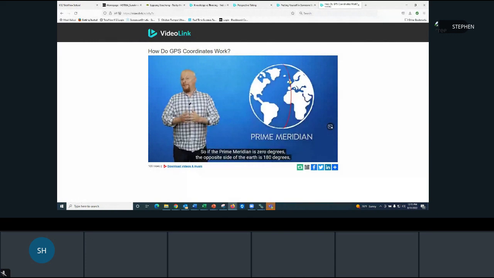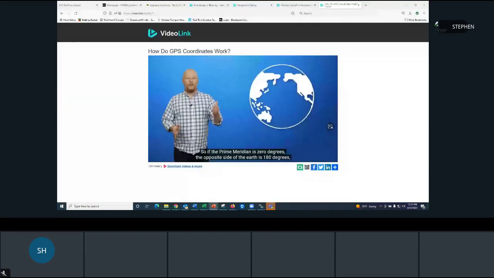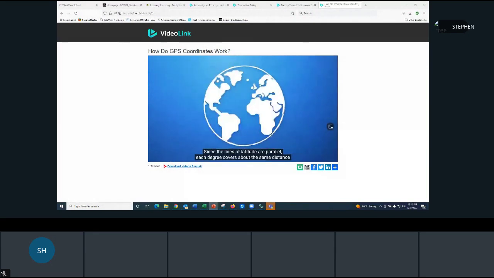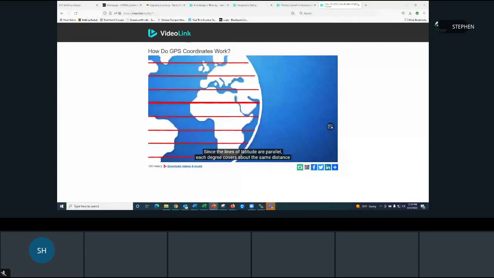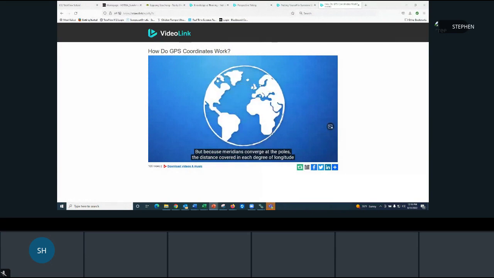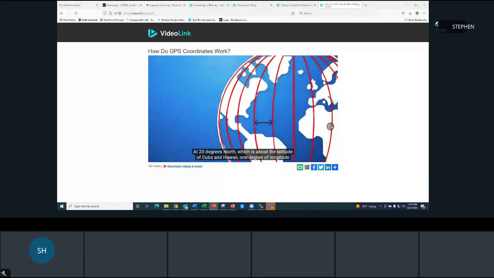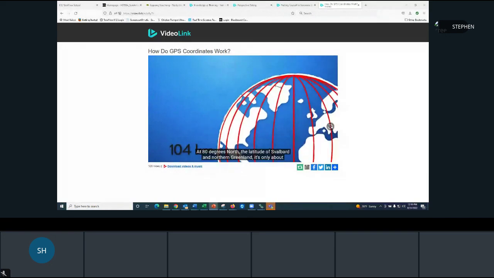So, if the prime meridian is 0 degrees, the opposite side of the Earth is 180 degrees, and lines in between are expressed as degrees east or degrees west, between 0 and 180. Since the lines of latitude are parallel, each degree covers about the same distance the world over, roughly 111 kilometers. But because meridians converge at the poles, the distance covered in each degree of longitude varies hugely depending on your latitude. At 20 degrees north, which is about the latitude of Cuba and Hawaii, 1 degree of longitude is approximately 104 kilometers. At 80 degrees north, the latitude of Svalbard and northern Greenland, it's only about 19 kilometers.